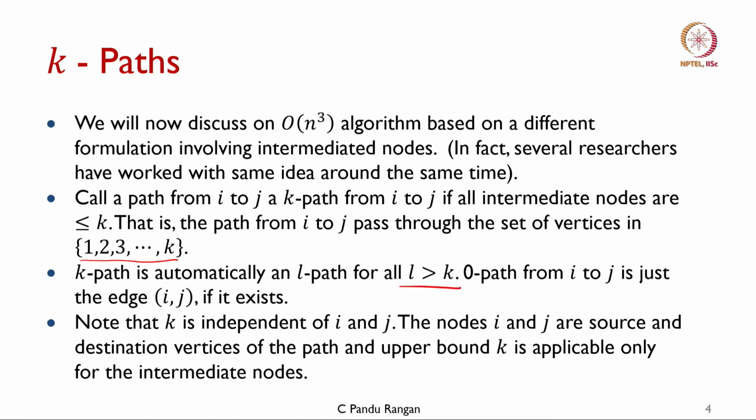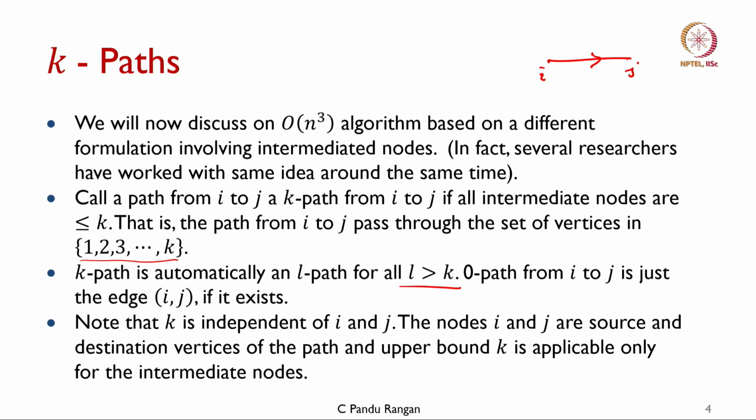So, what is a 0 path? A 0 path is just an edge i to j if it exists, with no intermediate vertex. So, i to j with no intermediate vertex means it is a path with no intermediate vertex, it is an edge. Therefore, a 0 path is nothing but an edge.